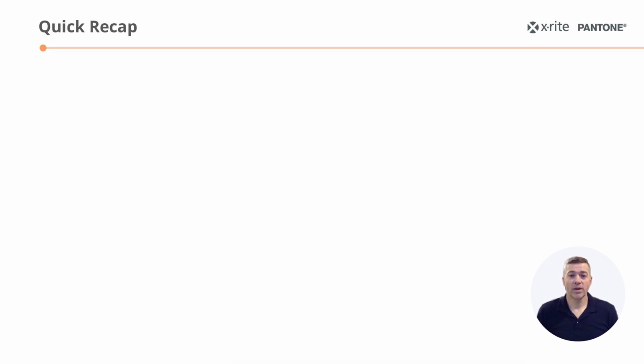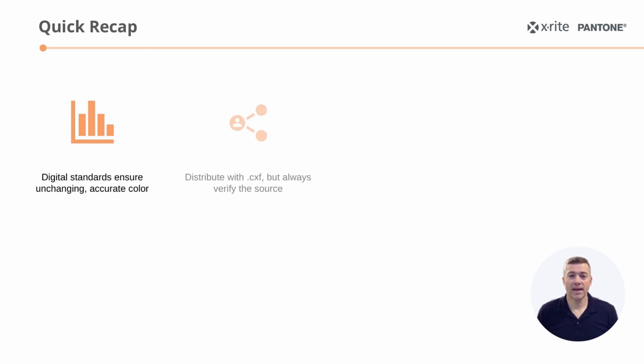Let's recap what we've covered so far. Digital standards provide a clear and consistent way to define color, eliminating ambiguity and ensuring accuracy. Unlike physical samples that can fade or degrade over time, digital standards remain unchanged. Next, CXF files allow for the distribution of custom digital standards, but it's important to be mindful of the source. Inaccurate or inconsistent data can lead to unexpected results.